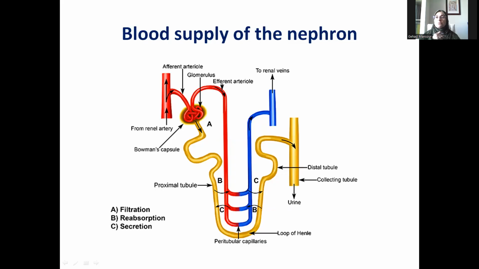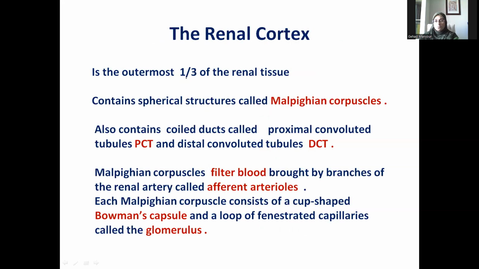What's weird is that the glomerulus receives from an arteriole and gives to an arteriole. Usually, when we have capillaries, like the capillaries at the bottom of the slide, they receive from an arteriole and give blood to a venule. But concerning the glomerulus, it receives from an arteriole, which is the afferent one, and gives to another arteriole, which is the efferent one.